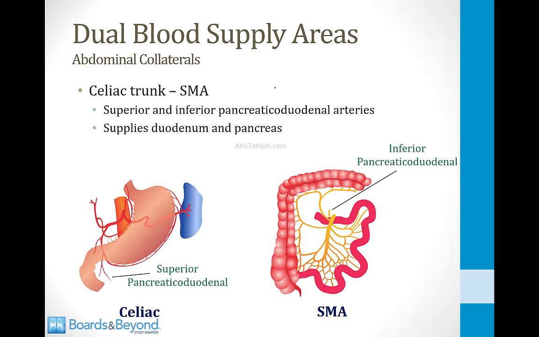Now that we've talked about the three major vessels that branch off the abdominal aorta, let's talk about dual blood supply areas.